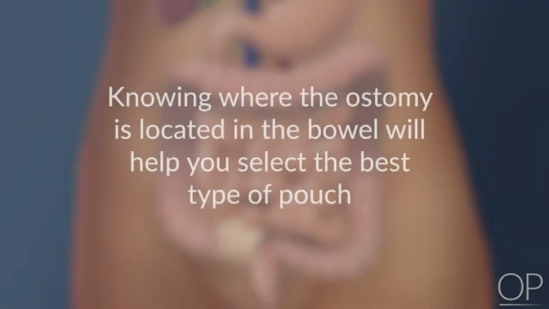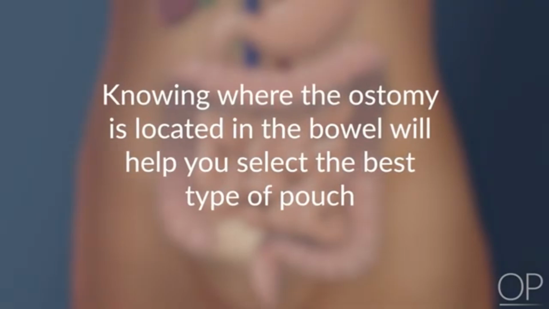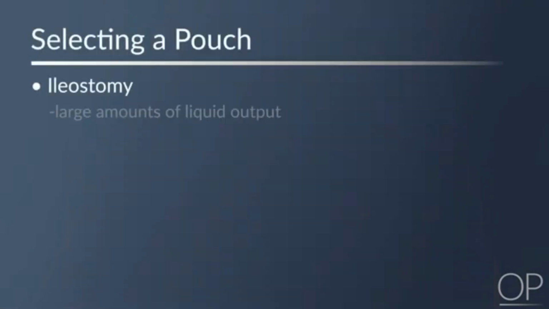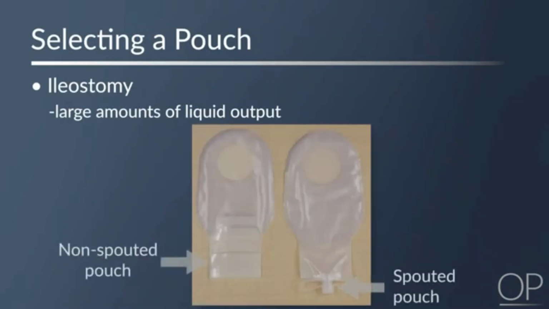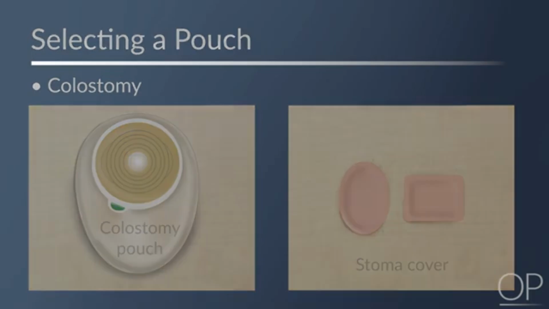It is important to know where the ostomy is located in the bowel to select the best type of pouch needed to collect the output. For example, an ileostomy may have large amounts of liquid output and might be best served with a spouted end pouch to allow for it to be attached to a drainage system. In contrast, a colostomy might only need a stoma cover with a filter to release gas that can be removed when it is time to empty the bowel.